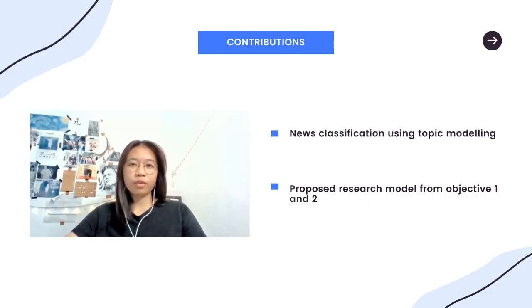There are several contributions that this research project makes, which are first, news classification using topic modeling, which I believe future researchers could use to classify news that is related to other health misinformation such as obesity, cancer, heart disease, and so on. And second, I also believe that future researchers could refer to the proposed research model from objectives 2 and 3, where they could further study user habit change toward misinformation related to other health topics.